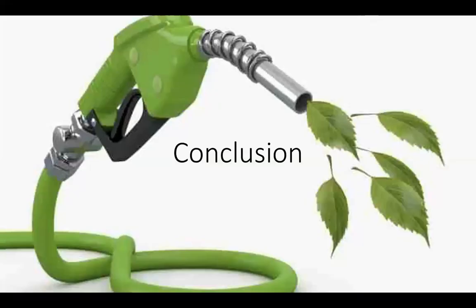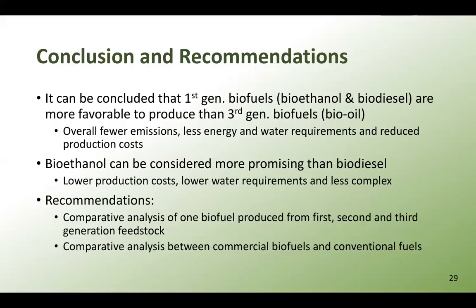So in conclusion, definitely taking into consideration the limitations that we just discussed, it can be concluded that the first generation biofuels, which are bioethanol and biodiesel, are more favorable to produce than the third generation biofuel, bio-oil. A reason for this is that they overall have fewer emissions, less energy and water requirements, and reduced production costs based on the comparative analysis that we just discussed.